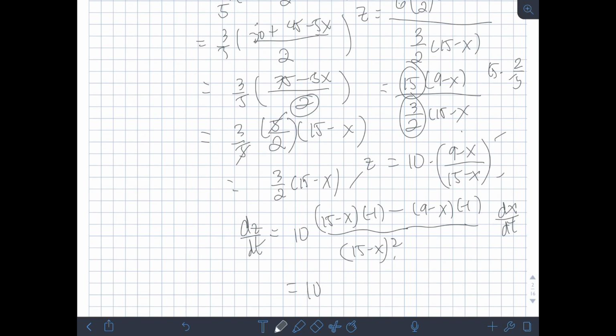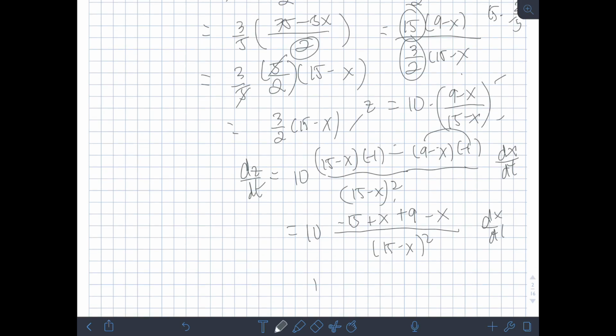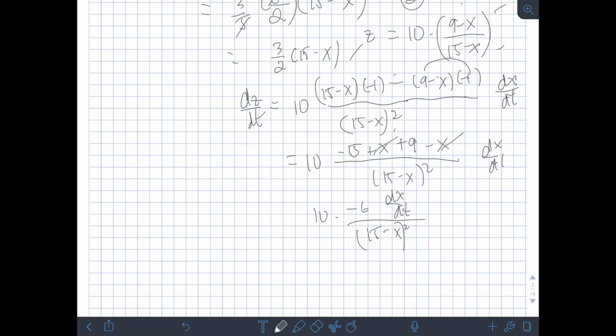So simplify lang natin, 10 times, ito ay parang negative 15 plus x, ito ay magiging negative 9, tas negative pa, so plus 9. Tapos, negative times negative is positive, x times negative is negative x pa. Then, dx over dt over 15 minus x squared. So, we have 10 times negative 15 plus 9 is negative 6. And then, cancel si x. So, we have negative 6 times dx over dt over 15 minus x squared. Okay? So, we have negative 60 over 15 minus x quantity squared dx over dt.